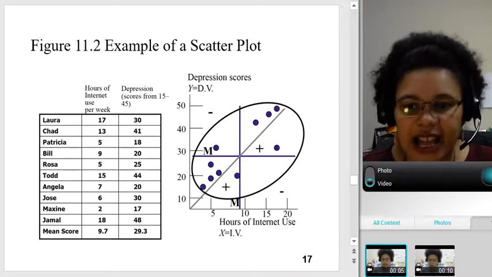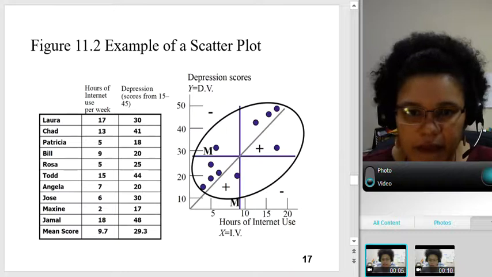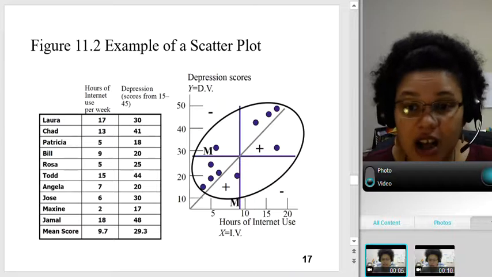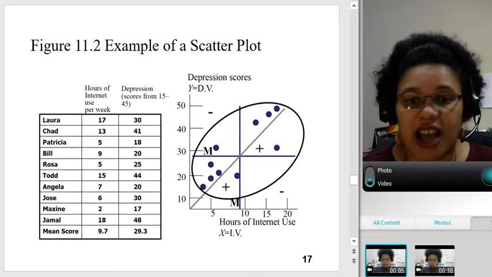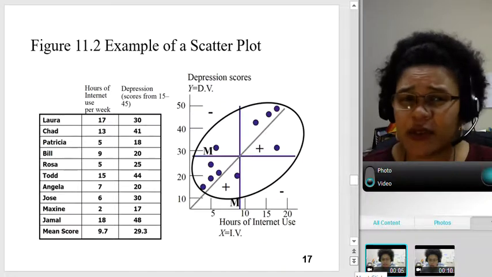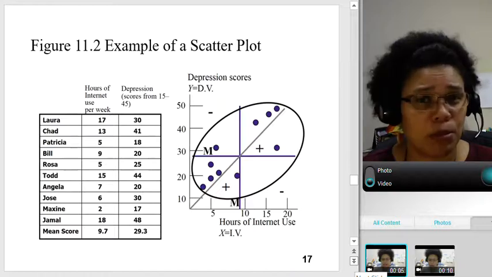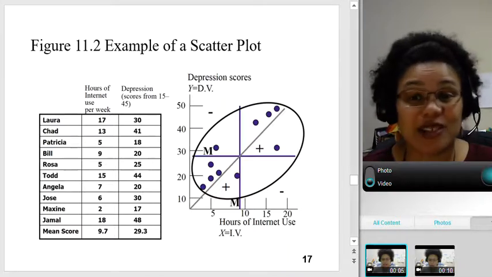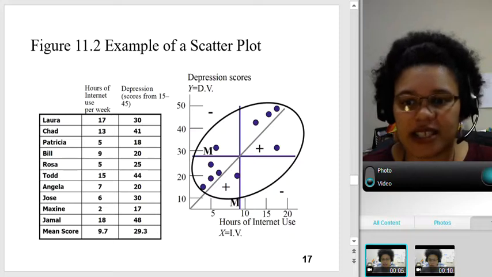Whereas, who's this? Above 15. Okay. Jamal spends about 18 hours on the internet and has the highest depression score at 48. Okay. So you see how that goes? Usually there's just the dots in a scatter plot. There's not the circle and the lines. But the circle and the lines help us see the linear relationship there. So is that a positive or a negative correlation? That's positive because as one goes up, the other one tends to be higher as well.